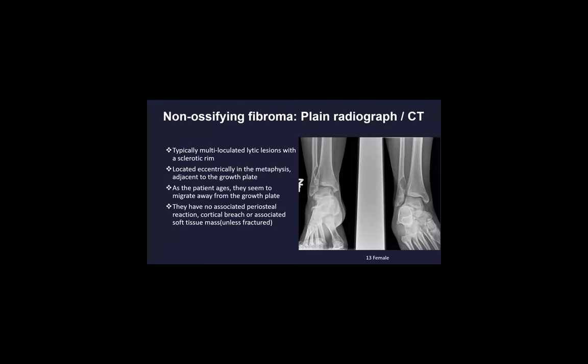So looking at the radiology of non-ossifying fibroma on plain film and CT, what we expect to see is multi-loculated lytic lesions with sclerotic rim, and they're typically located eccentrically in the metaphyseal area adjacent to the growth plate. As patients get older, they can migrate away from the growth plate, but they maintain the typical eccentric location in the long bones with sclerotic margins. They can occasionally have associated pathologic fractures, which could increase the anxiety of the referring clinicians and the parents. Unless there's a fracture, we don't expect to see any periostitis or cortical breach in such patients.